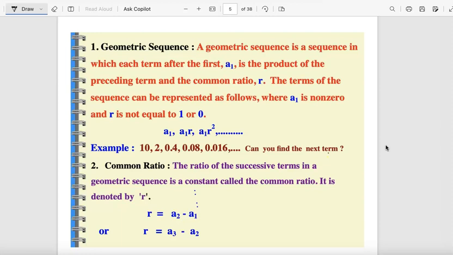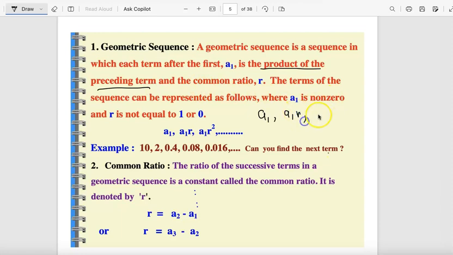The terms of the sequence can be represented as follows, which I gave you an example over here in the blue color: a sub 1, a sub 1 r, and like this, where a sub 1 is non-zero and r is not equal to 1 or 0. So in simple words, if this is your first term over here, second term will be what as per the definition? Second term is the product of the preceding term, a1, and common ratio r.